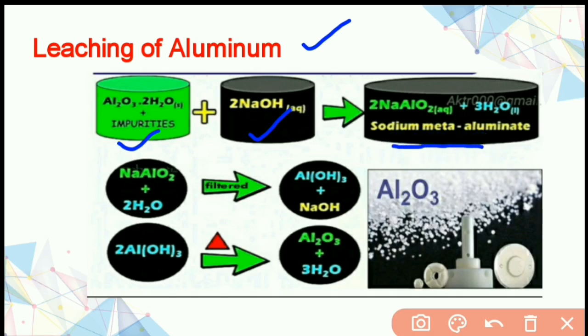After that, the sodium meta-aluminate filtrate forms the aluminum hydroxide precipitate and NaOH, and then the aluminum hydroxide decomposes by heating at 1473 Kelvin, and forms pure oxide of aluminum and 3 water molecules. Then after that, from the oxide, by using a suitable reducing agent, we can obtain the pure aluminum metal.